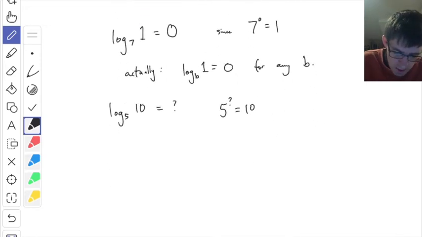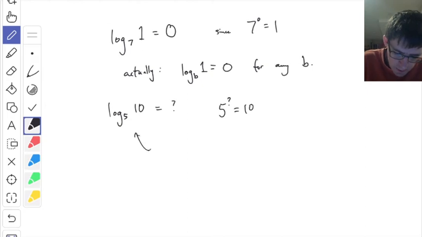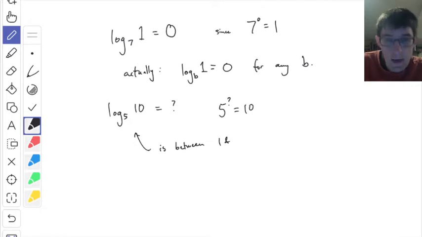But could I just say this is something between 1 and 2? I can say that because 5 to the 1 would be too small, but 5 to the 2 would be too big. So whatever this is, it's in between 1 and 2. But really you can't say much more than that without using your calculator. Obviously you can use your calculator to figure this out. All right.